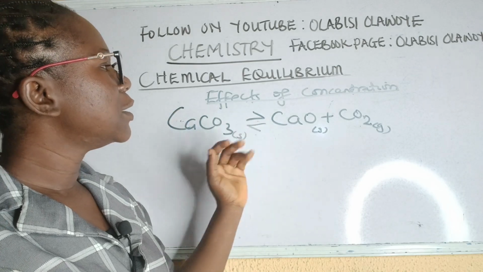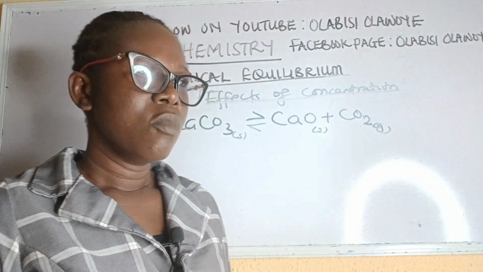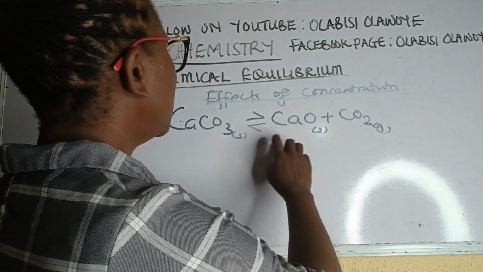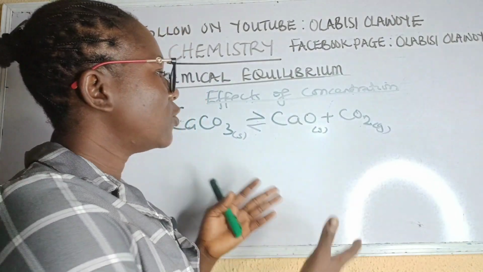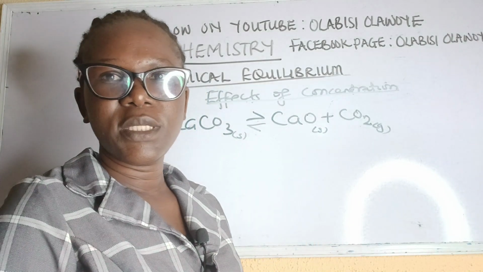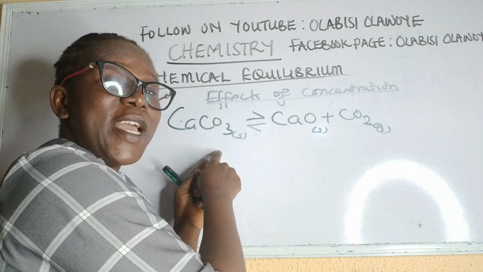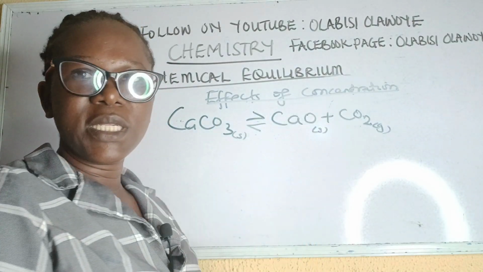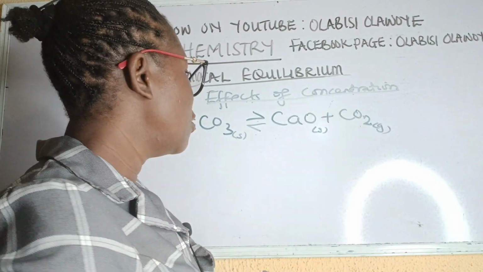Now, in this case, we determine the effect of concentration by interpreting the effect of removing one of the products. Assuming this reaction occurs in a closed system in which none of the products escapes, as the products are being formed from the reactant, the product is reacting back to form reactant, we can say that we may not really get the effect of concentration.